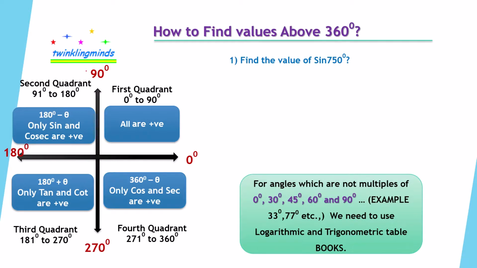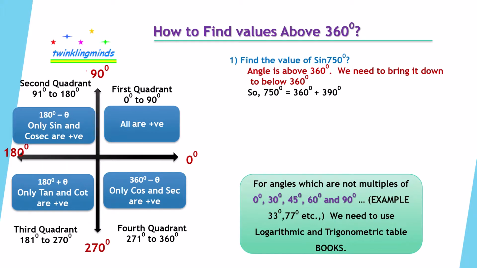Now let us look at how to find values above 360 degrees. If the angle is above 360 degrees, we need to bring down the value to below 360 degrees. How can we do that? Very simple. Let us take this example, sine 750 degrees. First step, for our first iteration, 750 degrees equals 360 degrees plus 390 degrees. So sine 360 degrees plus theta is nothing but sine theta. So sine 750 degrees will become sine 390 degrees.